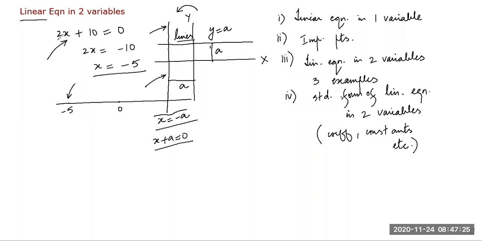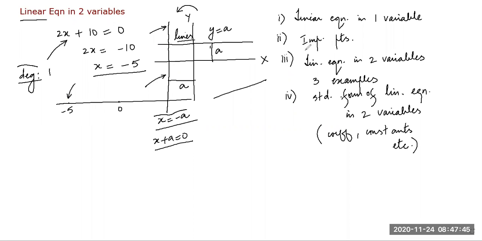Whenever some equation can be represented on the graph by a straight line, it's a linear equation. And the degree of a linear equation is always, any student, one. The degree of a linear equation is always 1, whether it is in one variable or in two variables.